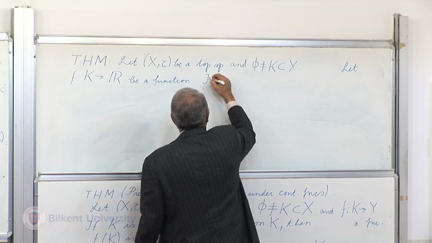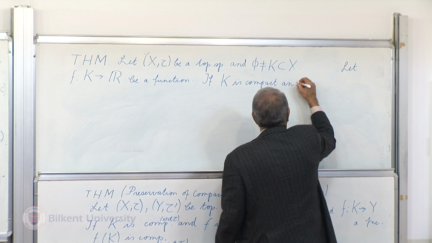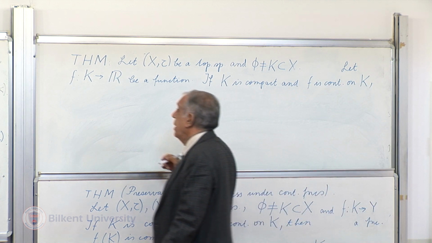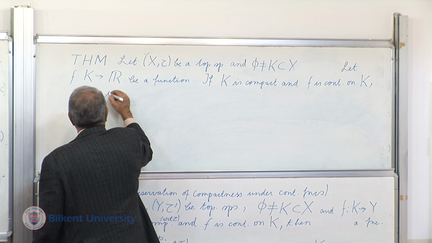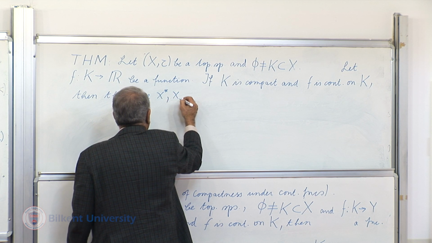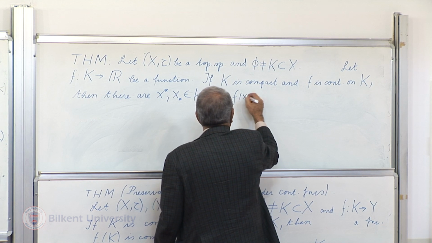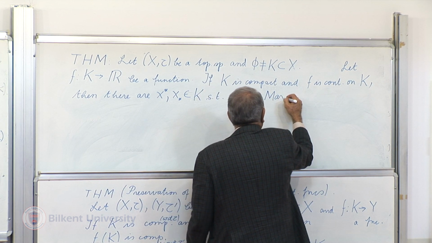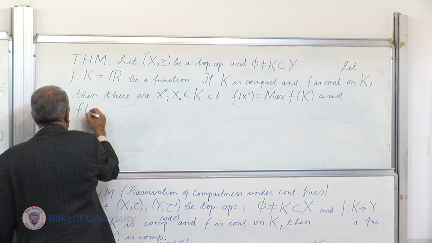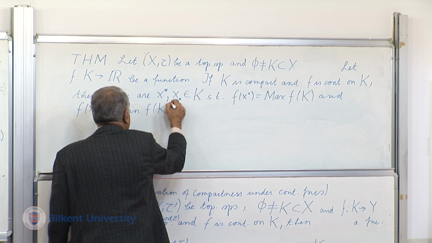Now, if K is compact, of course, with respect to rho, and F is continuous on K, then there are points x upper star and x lower star in K such that f of x upper star is equal to the maximum of f of K and f of x lower star is equal to the minimum of f of K.